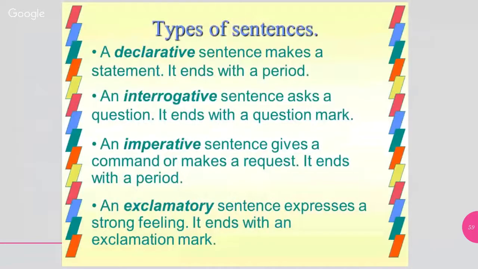Types of sentences. A declarative sentence makes a statement. It ends with a period. An interrogative sentence asks a question. It ends with a question mark. An imperative sentence gives a command or a request. It ends with a period. An exclamatory sentence expresses a strong feeling. It ends with an exclamation mark.